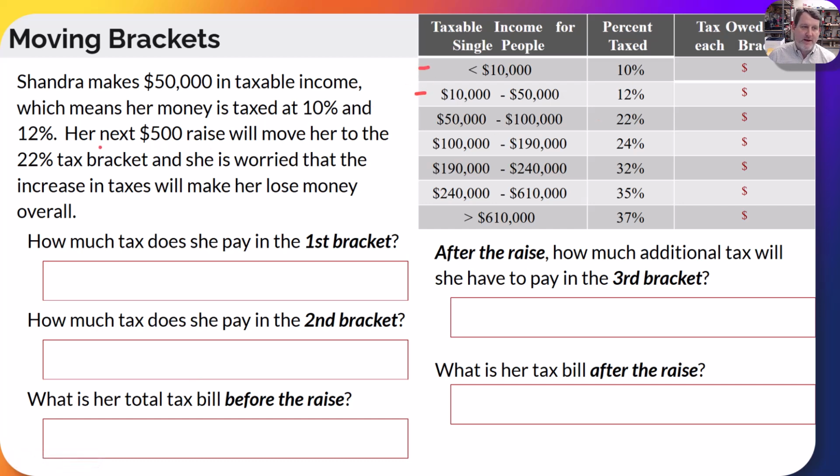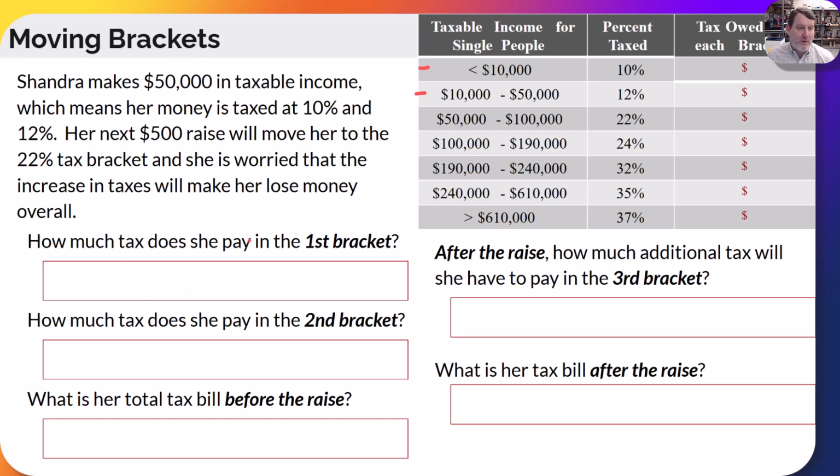She's worried because her next raise is going to be $500, and she knows that's going to take her from the 10 and 12% tax brackets into the 22% tax bracket, which is almost doubling the amount of tax she pays. She's worried that if she gets this raise, she's going to actually lose money because she's going to be in that much bigger 22% tax bracket. So let's take a look at how this actually works.